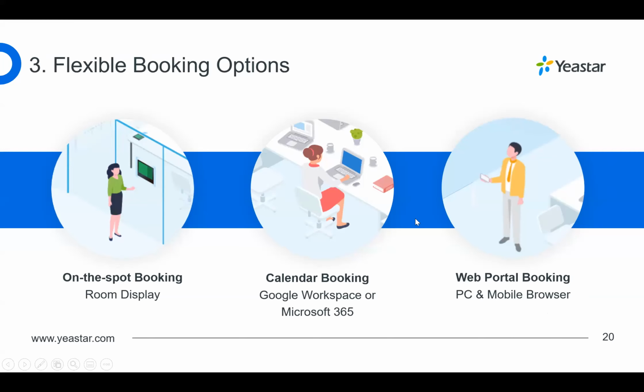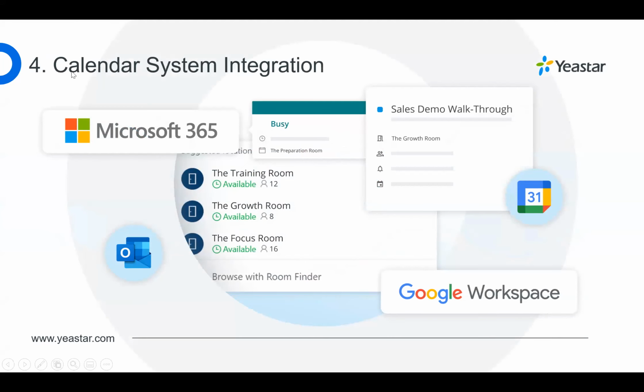All right, so these are the three different booking options. You can choose the one you prefer. The fourth one will be the calendar system integration, like we just mentioned. Now we support Microsoft 365 and Google Workspace. The key point of this part is that it will synchronize between those two platforms simultaneously.